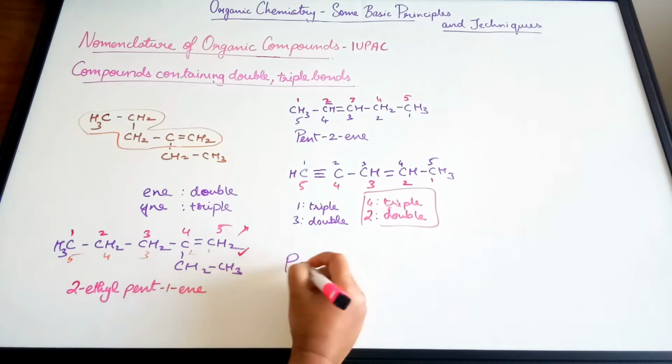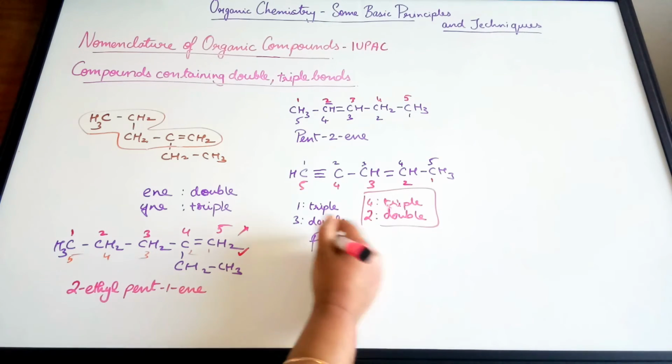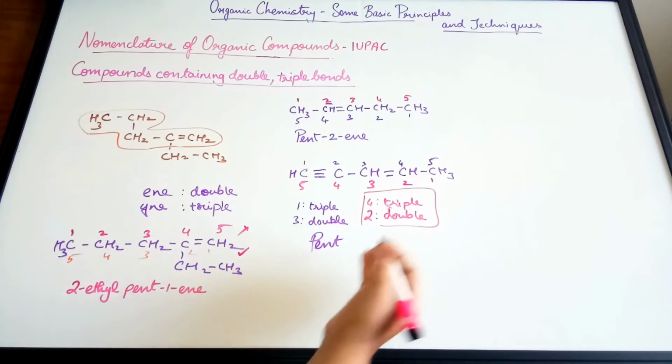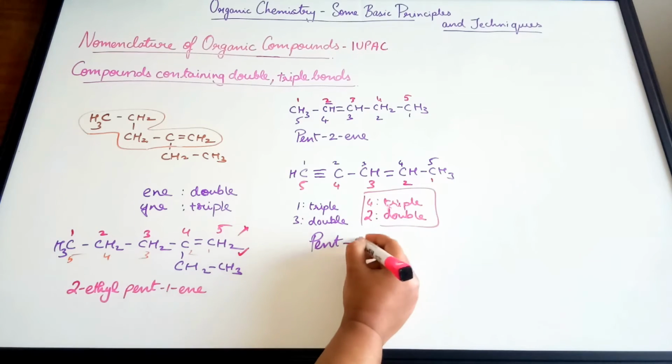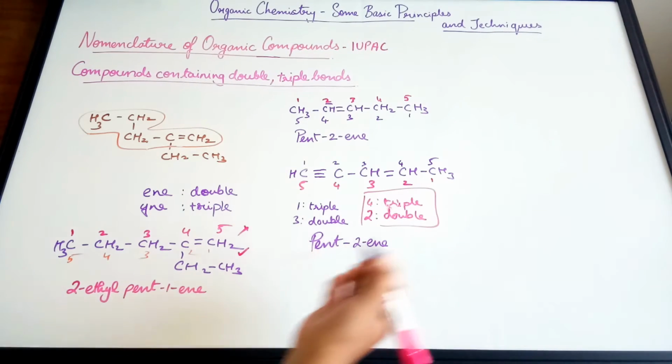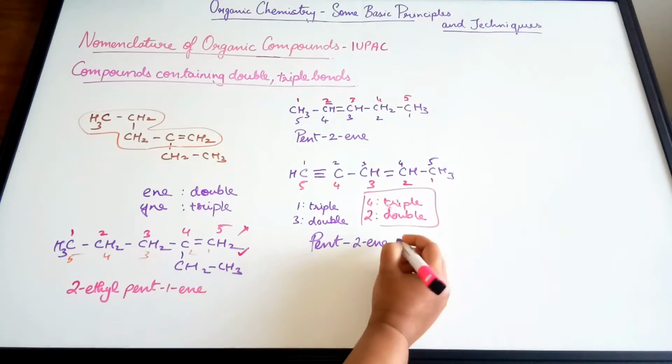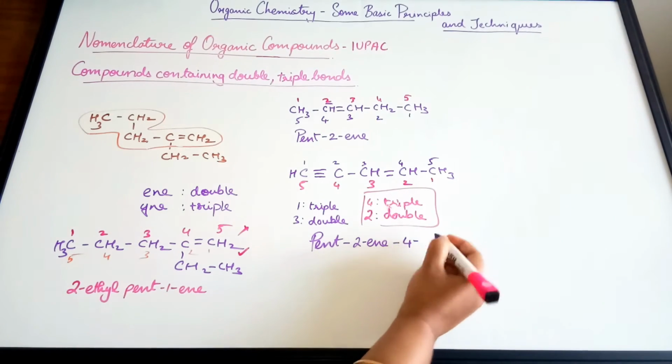So pent, 5 carbons. Okay, the double bond is in the second position, 2-ene to denote the presence of a double bond, and 4-yne.